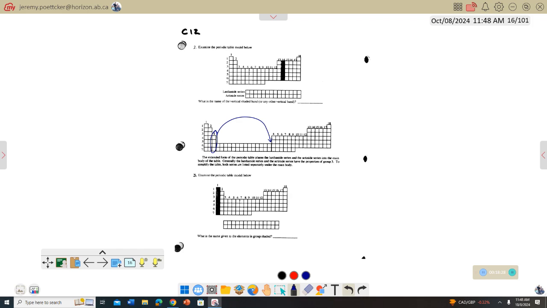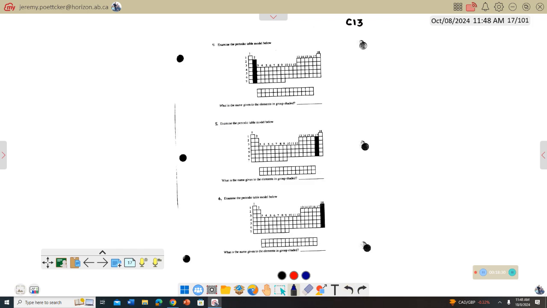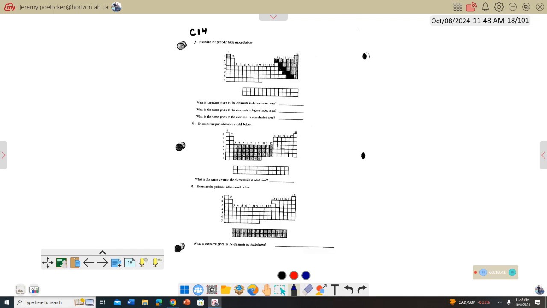We've got alkali metals in number 3. We have alkaline earth metals in number 4. We have halogens in number 5. We have noble gases in number 6. We have the dark shaded areas, the staircase. These are the metalloids. The light shaded area over here is the non-metals, and the non-shaded area would be the metals. Notice that hydrogen is in there as a non-metal. If I look at number 8 here, we're looking at the transition metals. Number 9, we've got the lanthanides and the actinides.